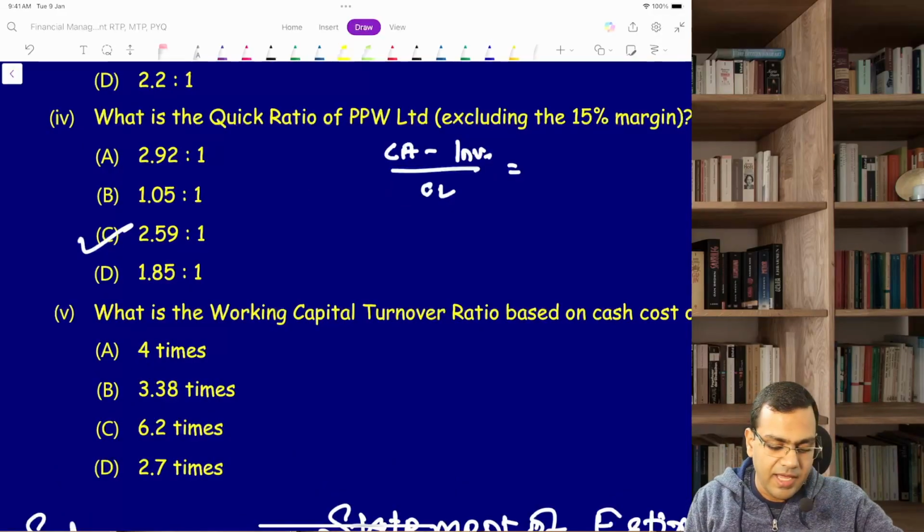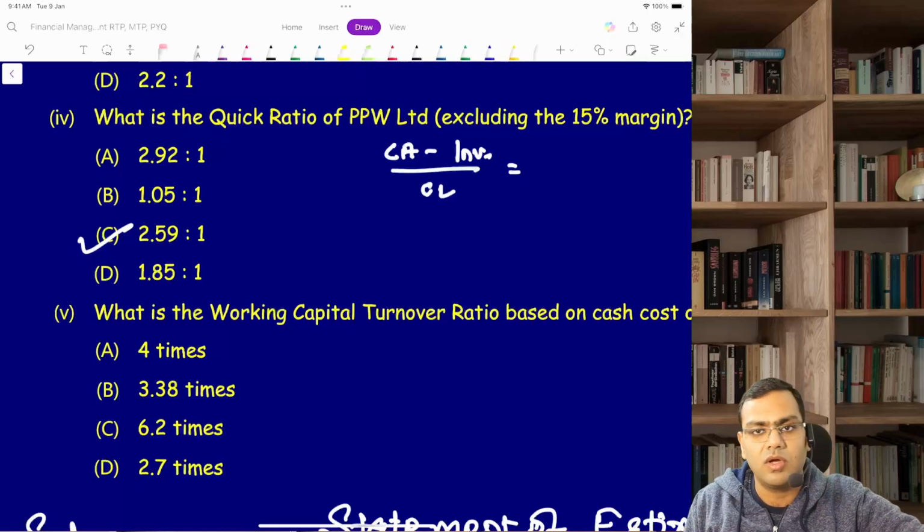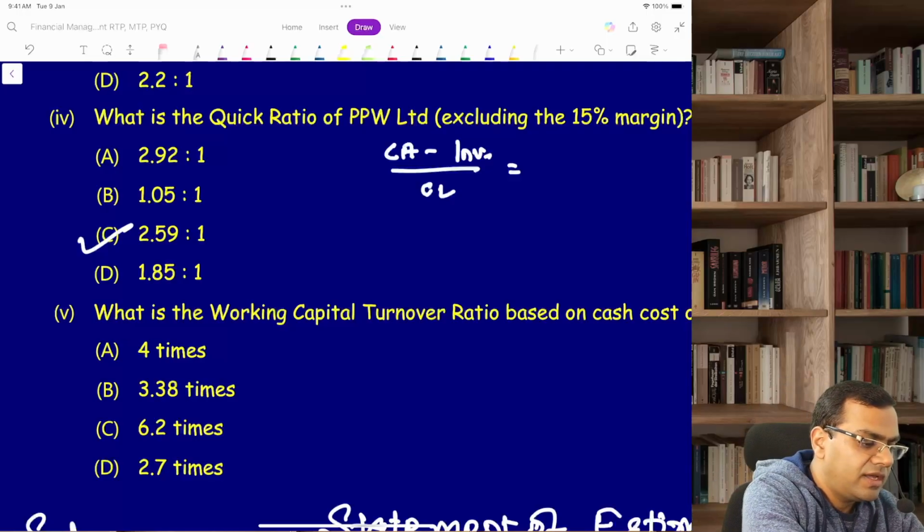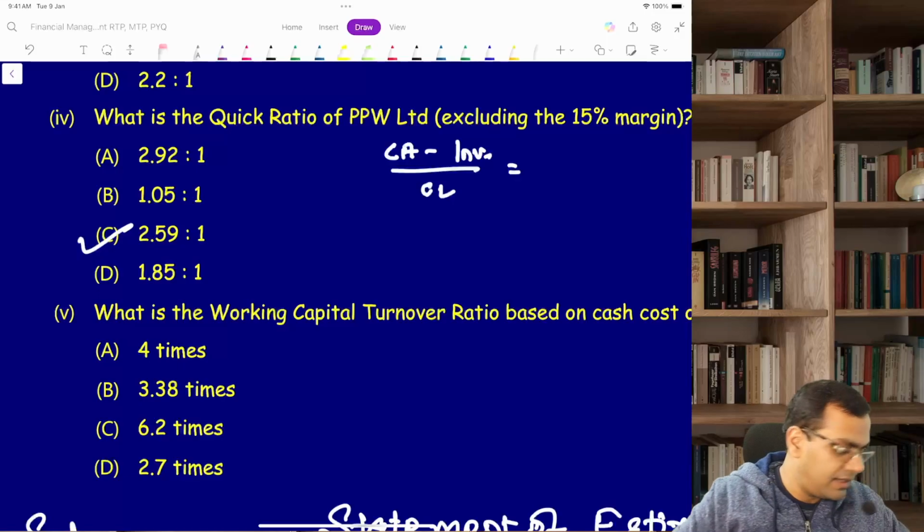Correct. Any doubts up till this point? Very easy case study, sir. Very easy. The basics on the estimation of working capital. Very basic case study on estimation of working capital, right?